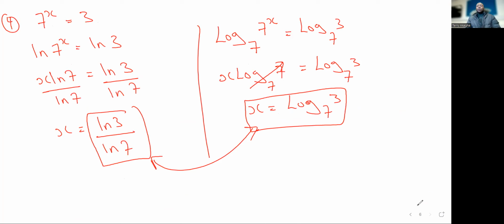So in the next video we're going to talk about how to differentiate logarithms. It's called the derivative of logarithm law, law 15.